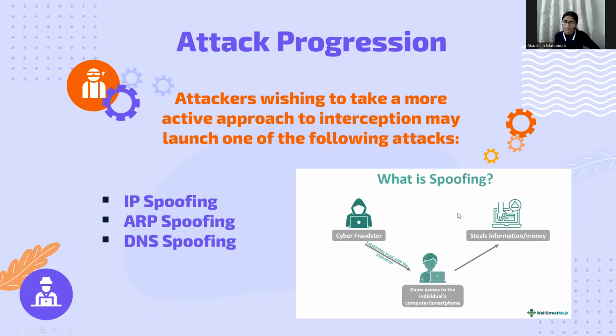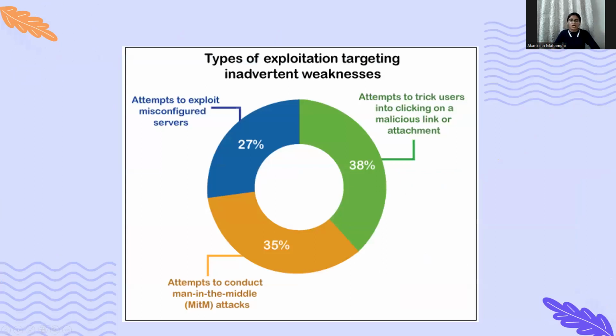But in this, what is spoofing? A cyber fraudster establishes trust with the individual. He tries to establish trust by pretending to be a person whom she trusts, and then steals information or money. There are types of exploitation targeting inadvertent weaknesses.